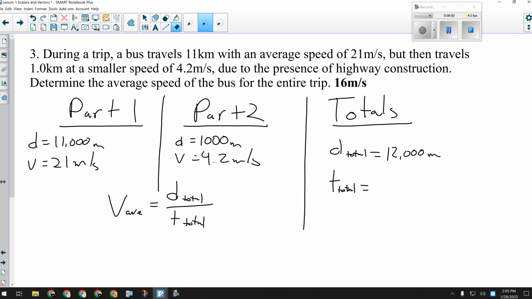Okay, so I've got that. But I don't have the times yet. Can I get them for both parts? It's the same calculation twice. I just have to take V equals D over T and solve for T. So I would multiply both sides by T and then divide both sides by V. So T will equal D over V. All right, so T is going to be D divided by V, 11,000 divided by 21.